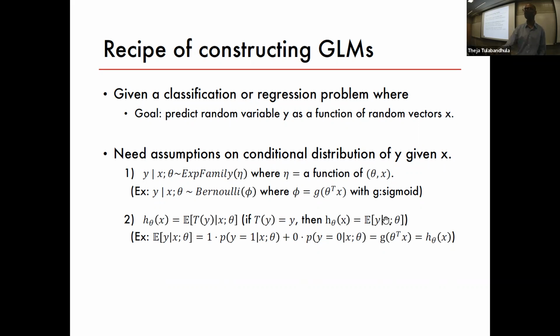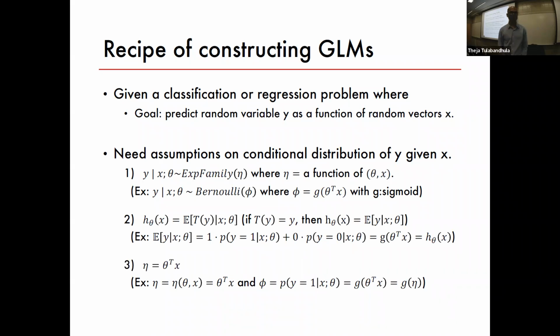Okay, so in the linear regression case, this was true. Expectation of y given x was exactly h theta of x. For the Bernoulli case, expectation of y given x is actually g of theta transpose x, where g is a sigmoid function. And the last assumption is, how is eta related to theta and x? It's just linearly related. Eta is equal to theta transpose x. So we make these 3 assumptions, that y given x is exponential family, eta is equal to theta transpose x, and h theta is just the expectation of the sufficient statistic given x and theta.